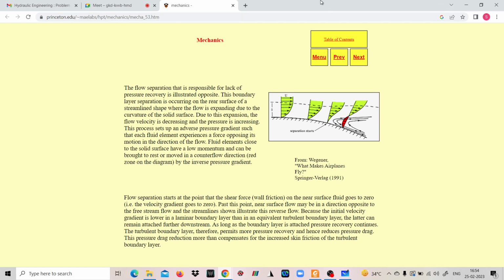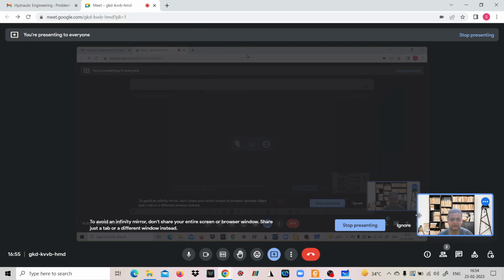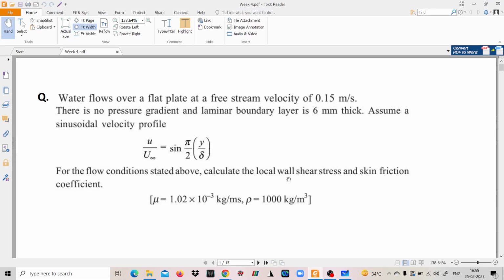Okay, so this is the pictorial representation of boundary layer separation. See, this is the point where the separation starts, and after that the flow is reversed. Okay, flow reversal takes place. So now let us move to the problem practice session.